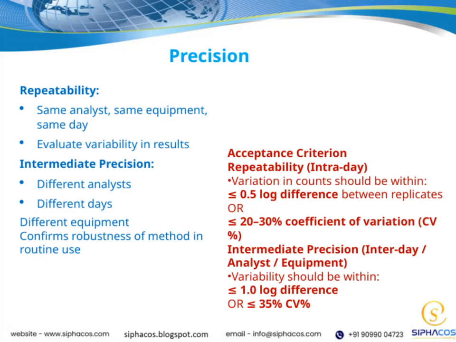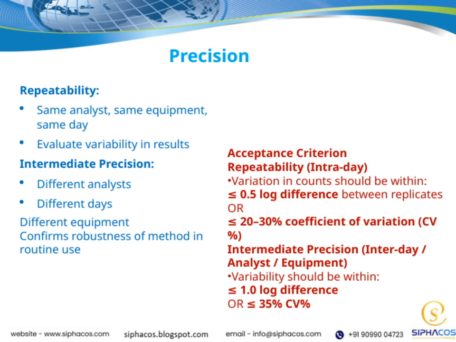Let's talk about the acceptance criteria for repeatability and intermediate precision. When we look at repeatability, which involves testing within the same day, same analyst, and same equipment, we expect the variation in counts to be very limited. Specifically, the difference between replicates should be within 0.5 log units or a coefficient of variation, or CV%, of 20 to 30%. This helps us ensure that our method is consistent under controlled, routine conditions.